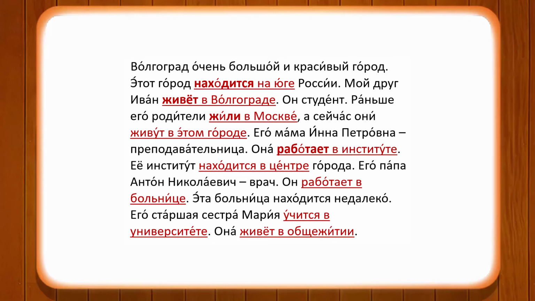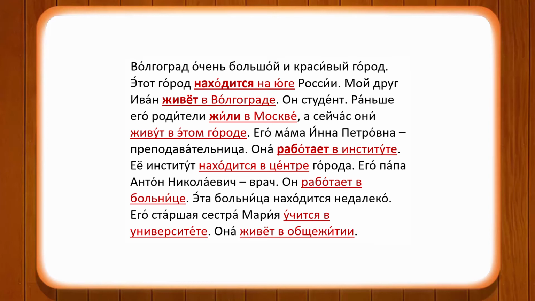Мой друг Иван живет в Волгограде. My friend Ivan lives in Volgograd. Он студент. He is a student. Раньше его родители жили в Москве. Earlier, his parents lived in Moscow. А сейчас они живут в этом городе. And now they live in this city, which means they live in Volgograd.